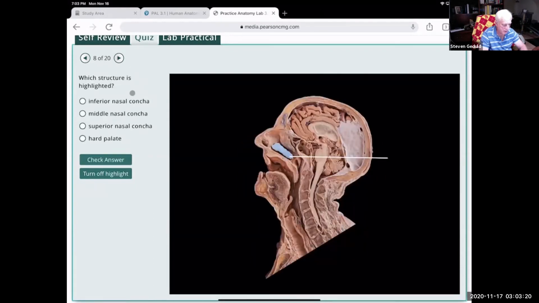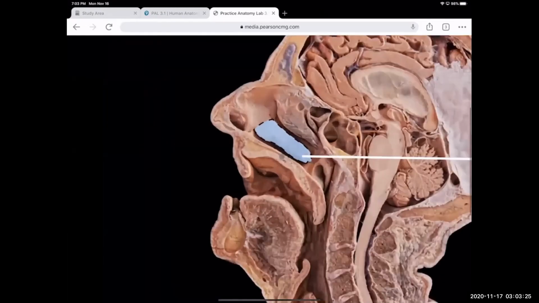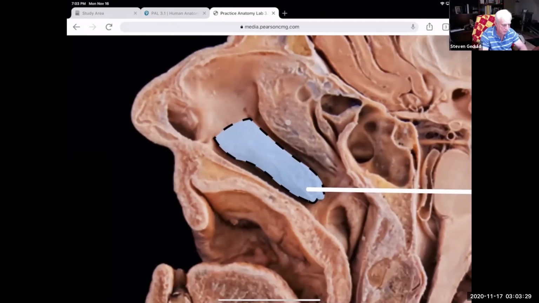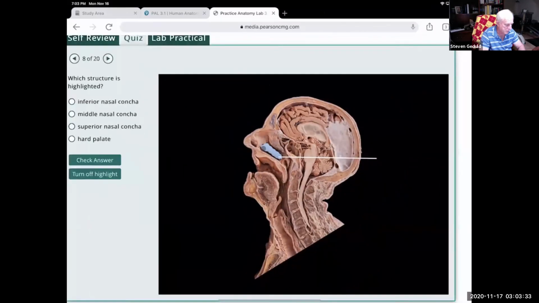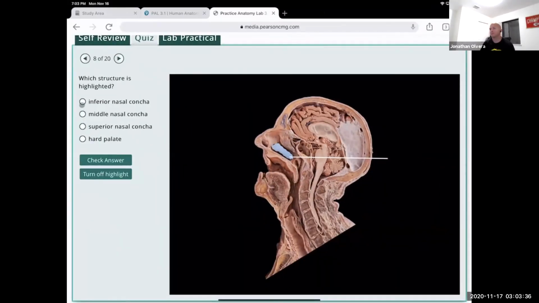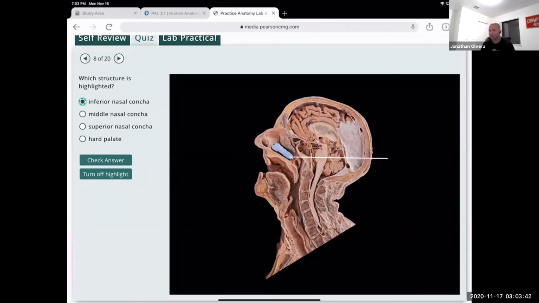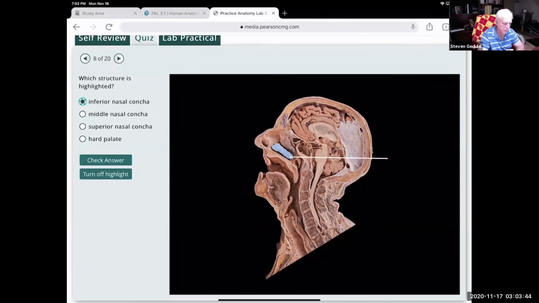And what structure is highlighted here? The inferior nasal concha. Yeah, because here's your superior, your middle, and your inferior nasal concha. What's the purpose of the nasal concha? Warm the air, bring it to body temperature, and do what? Filter out contaminants, debris and such. Yep, get the pathogens to be caught in the mucus produced by the concha. Yep, perfect.